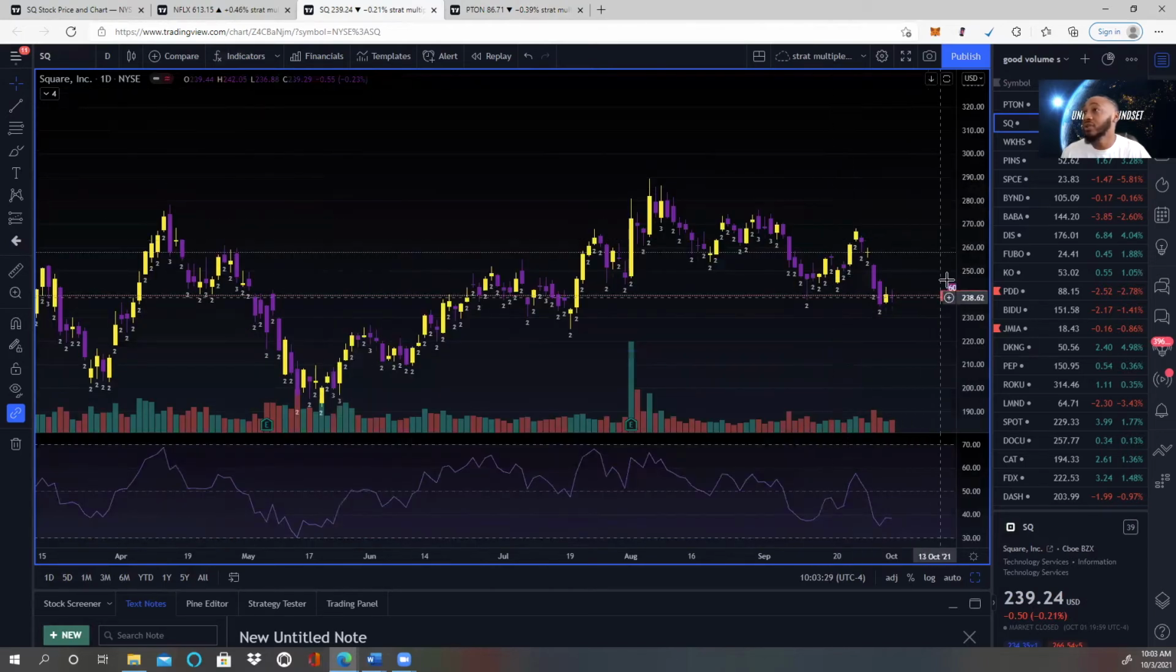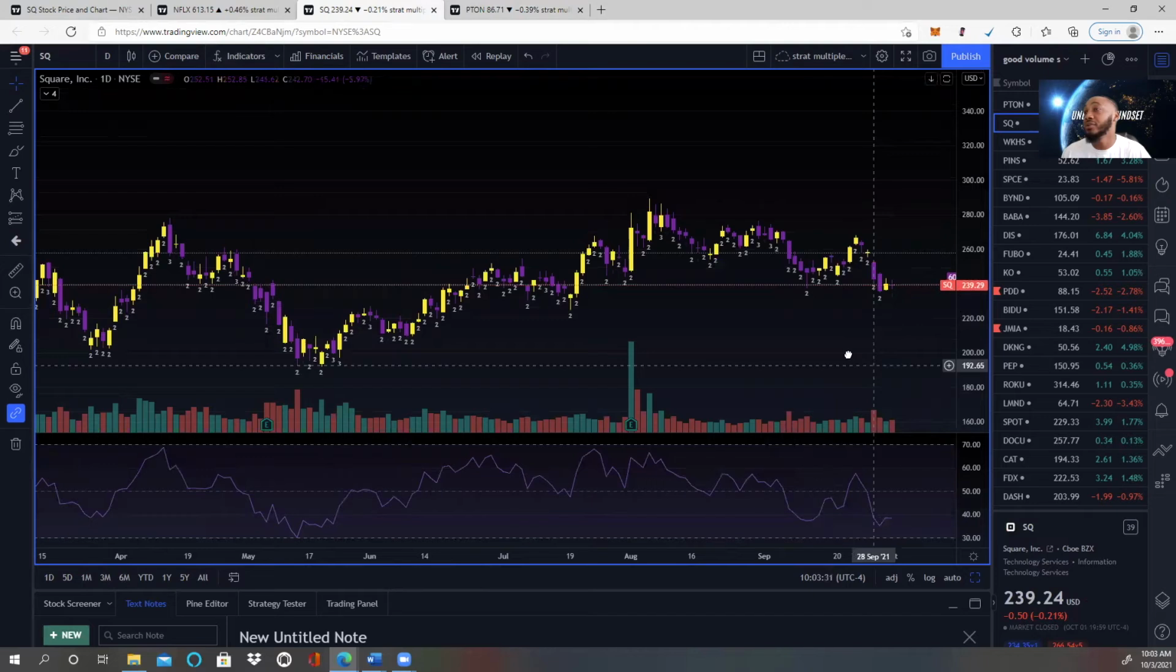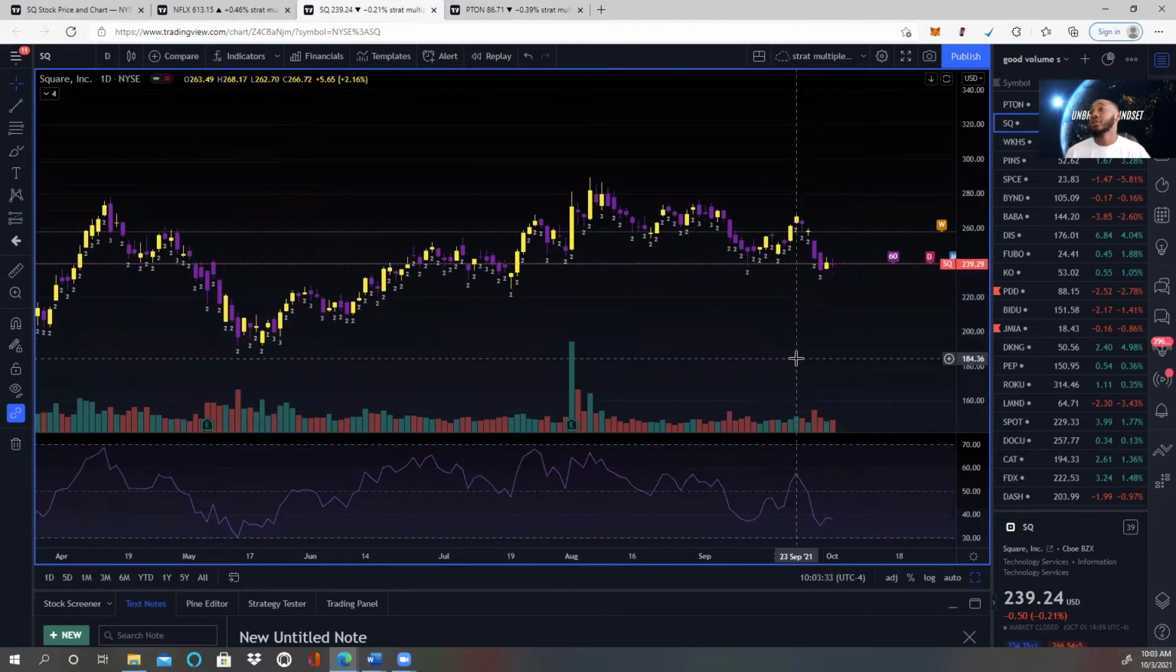And we can see as well, Square has been a little beat up too. So, like we said, rule of thumb, if it's 30 and below, guess what? It's oversold or undervalued. And if it's 70 and above, that means that it's overbought or overvalued, right?